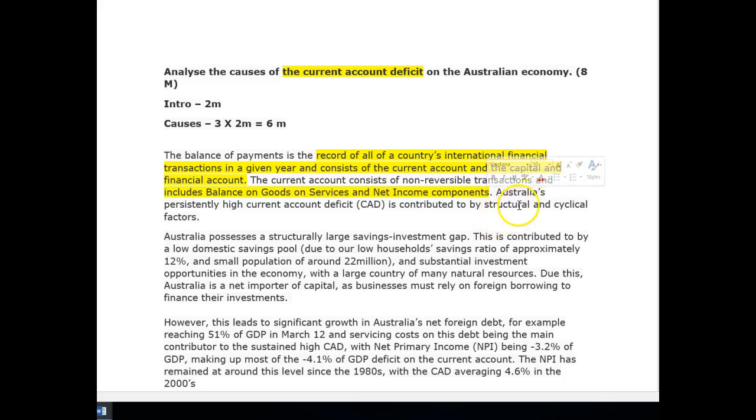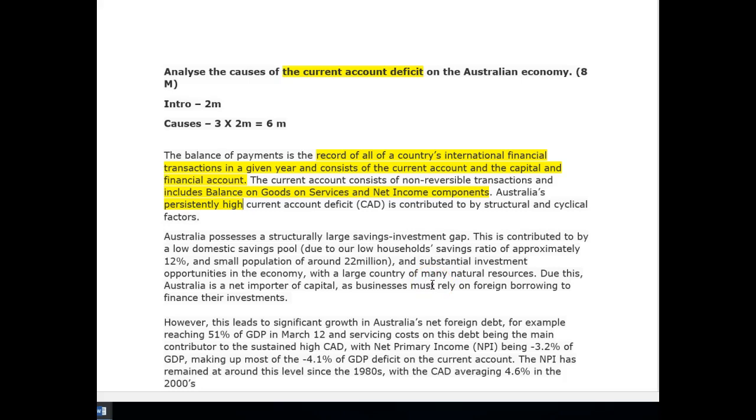You also need to indicate that our current account deficit is persistently high and is contributed by structural and cyclical factors. So that is the introduction, and now let's look at the causes. As explained here, we have structural factors and cyclical factors, so you can choose 3 from these 2 factors.